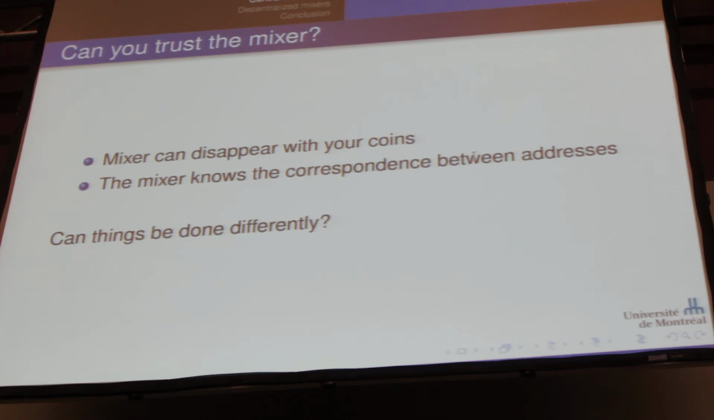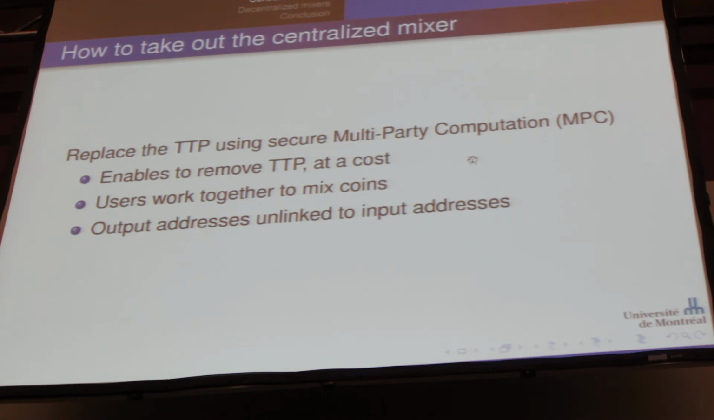And with those problems in mind, we can wonder, can things be done differently? And it appears that they can. So the idea here is we want to take out the centralized mixer and that trusted third party, and we want to replace it using multi-party computation. Now, in the general case, what multi-party computation does is it removes the need of a trusted third party from any protocol. So it really looks like magic. And the downside is it tends to be quite expensive in terms of computing power and number of exchanges that the people need to do. So we'll be looking at how we can use this.